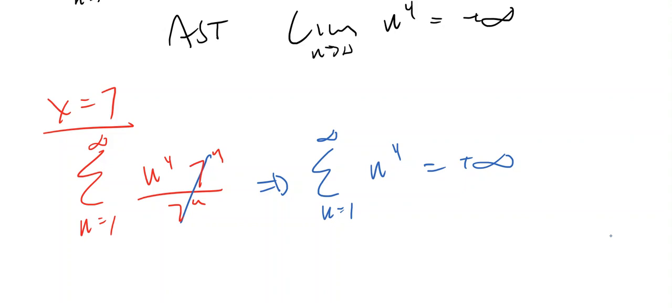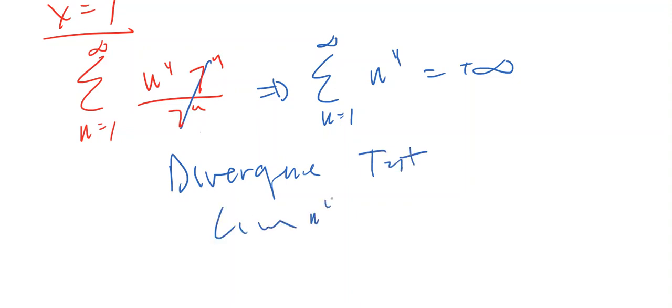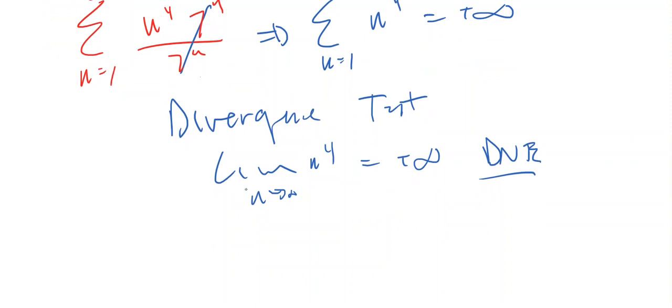Well, since this is going to infinity, technically the limit does not exist. So I'm doing the divergence test. The divergence test says that if the limit of n to the fourth, what is the limit of n to the fourth? Well, that's infinity, which technically an infinite limit does not exist. So therefore, this diverges. So it diverges at x equals 7.